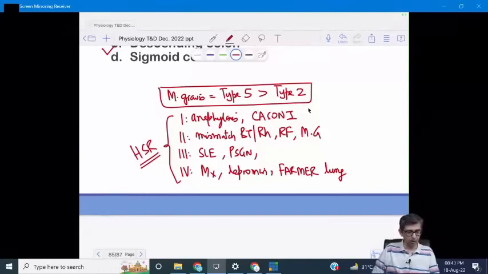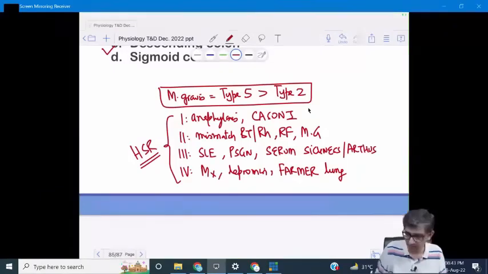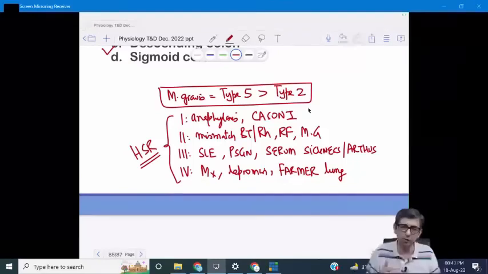So Arthus phenomenon, yep, serum sickness. We see serum sickness with anti-snake venom, which is also called Arthus phenomenon. The person may develop a rash after being given snake anti-venom. A rash appears on the body after giving it, and that is called serum sickness.